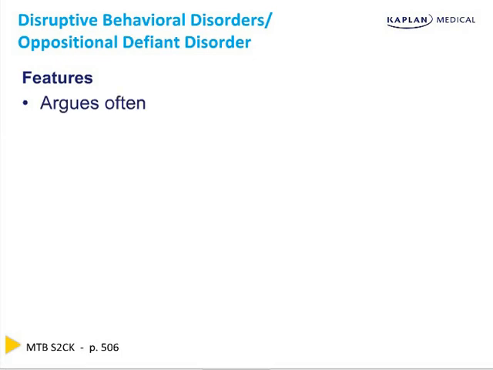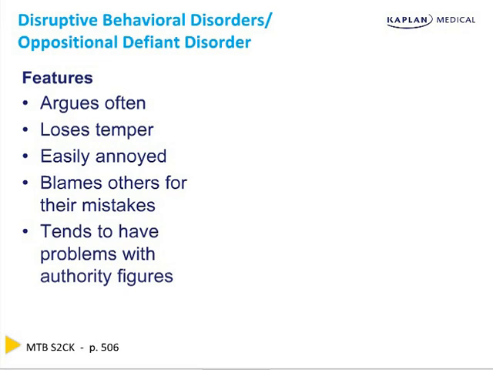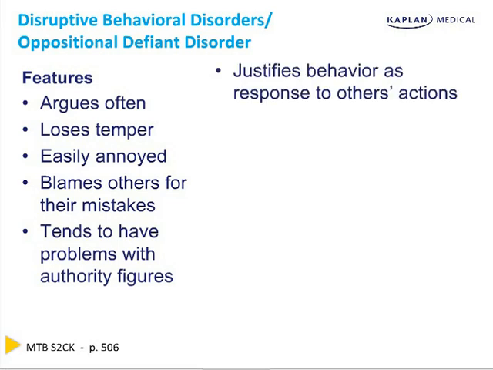What you would expect is an argumentative child, temperamental, easily annoyed, blames others for their mistakes. So he or she doesn't want to take accountability for their actions. And they tend to have problems with authority figures. That's a big one. It's oppositional defiant disorder. They're rebellious. They stand up to authority figures, teachers, physicians, parents, people in authority roles. And they justify their behavior as a response to others' actions. A very common thing that they'll say is, "You're making me do this. Why do you have to do that? And it makes me get angry."